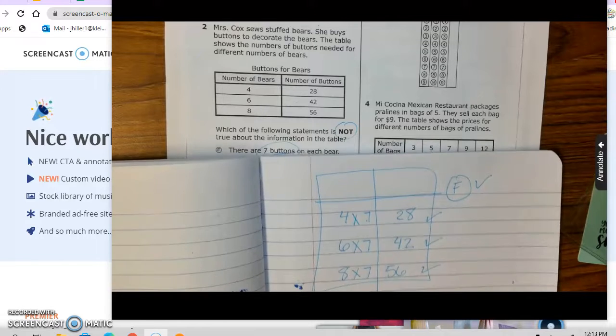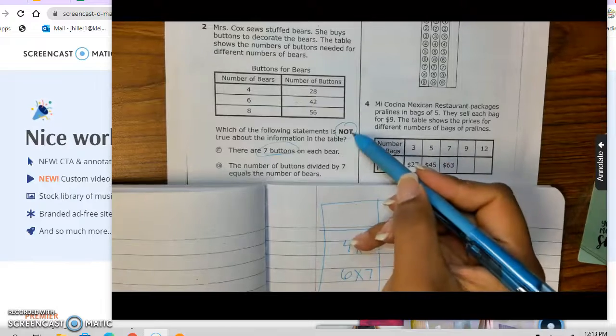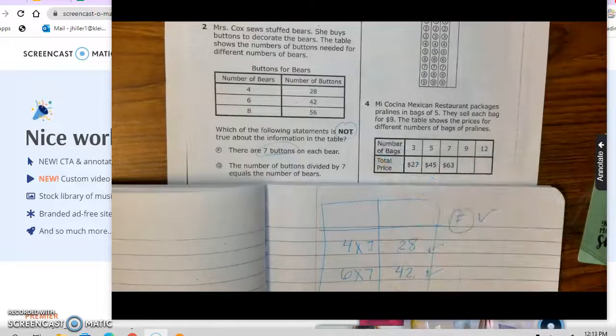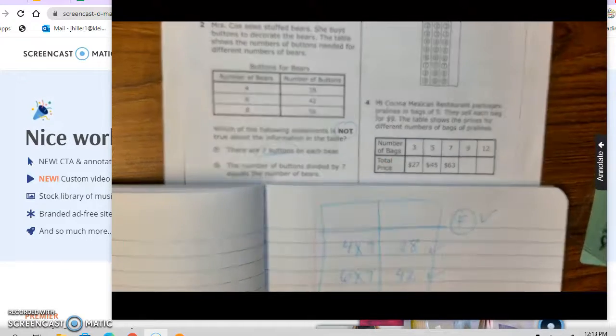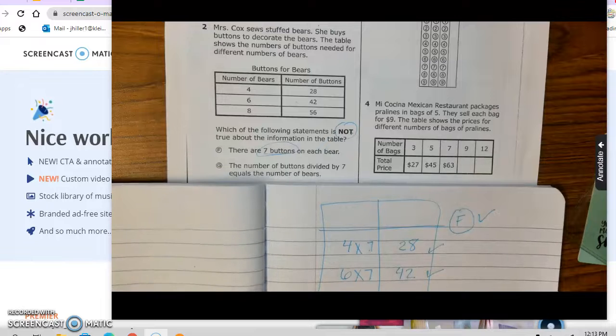We're going to move on to letter G because remember, my question is asking me which one is not true or not correct. When you see those words on homework, practice work, or like today, a station, the word not is letting you know, look for the wrong answer. All right, letter G reads, the number of buttons divided by 7 equals the number of bears.